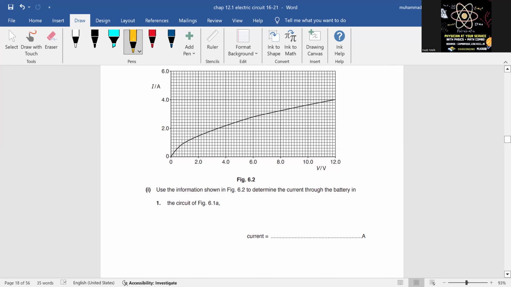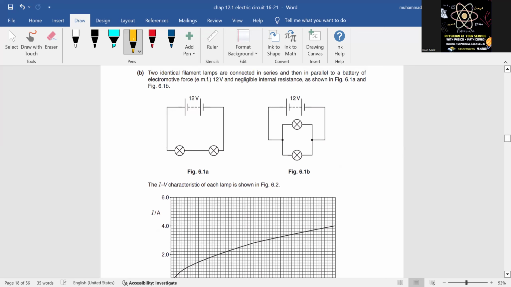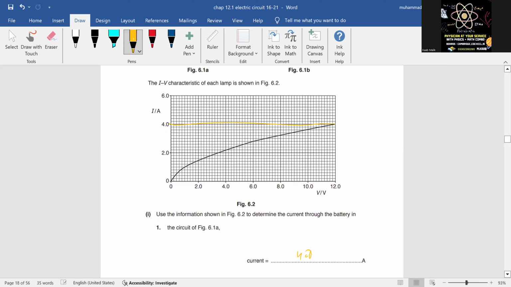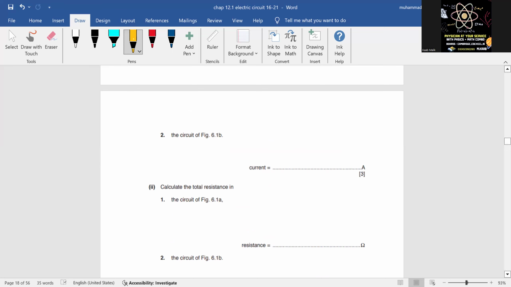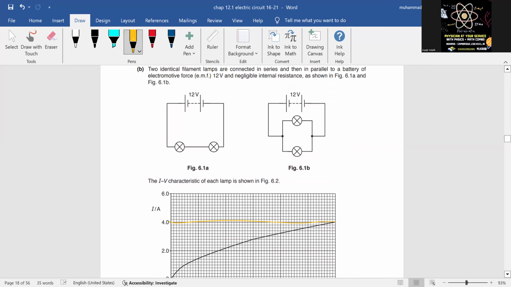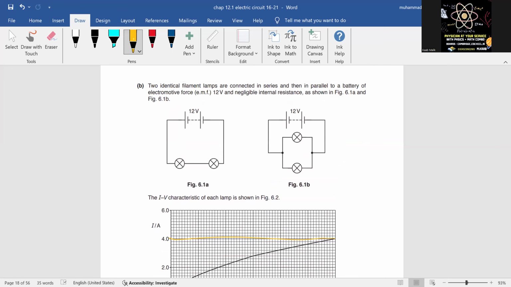Yes. So they have connected a 12-volt battery, right? So you have to find out the current across that one, which is 4 ampere, 4.0. Right? Clear? Okay. The circuit, figure B. Okay. What to do with this one?